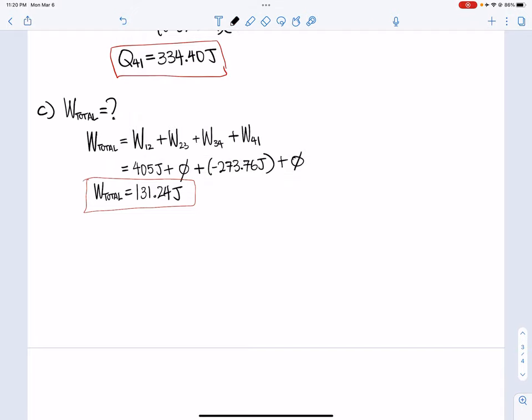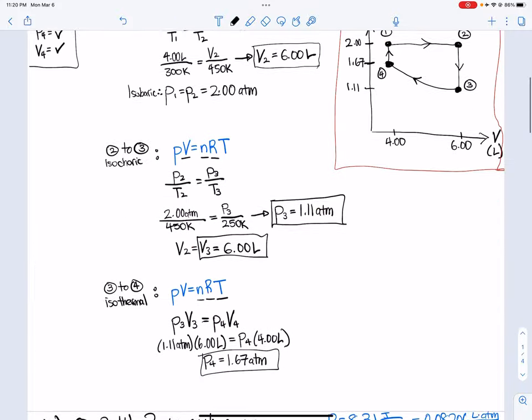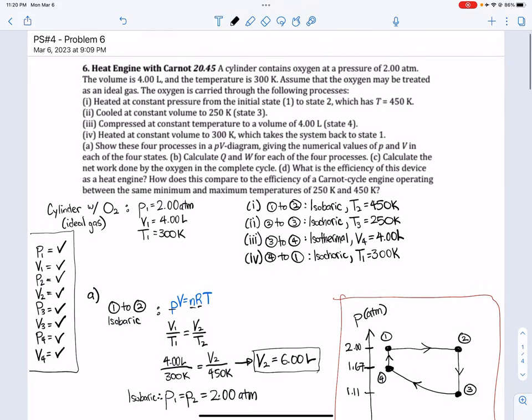All right, we're getting there. We're almost at the end of the road. Finally, for part D, we were asked to find the efficiency of this device as a heat engine, and compare it to the efficiency of a Carnot cycle engine operating between the same minimum and maximum temperature of 250 Kelvin and 450 Kelvin.